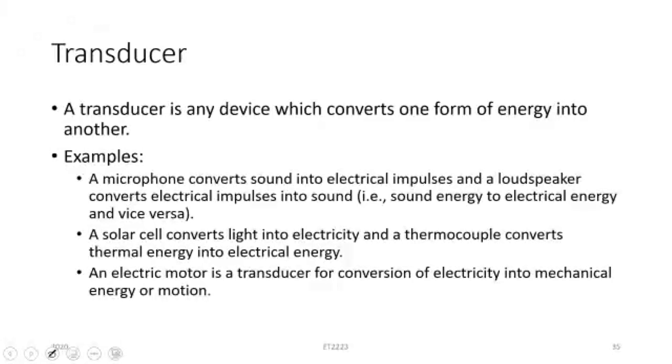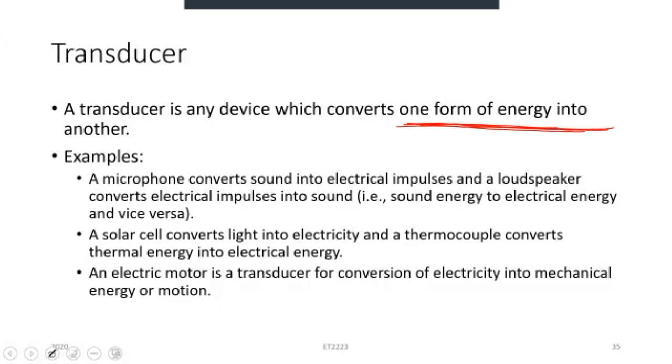For example, a solar cell converts light, or heat, depending on the nature of it, into electrical energy. A bulb, for example, does the reverse of that conversion. All of these things are taking one form of energy and converting it into another form of energy. So it is mainly about converting energy. That is what we would identify as a transducer.